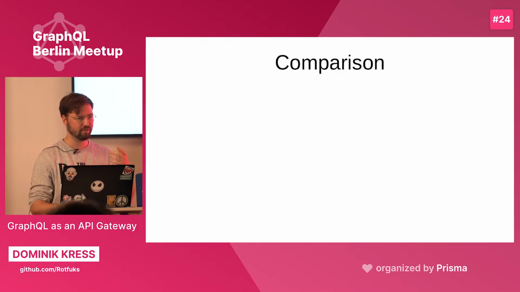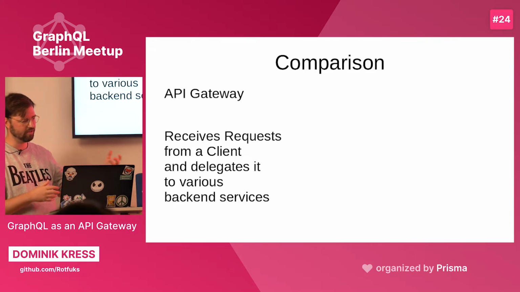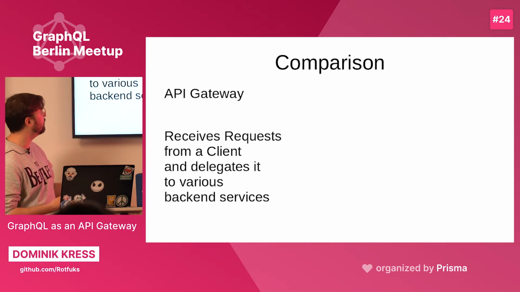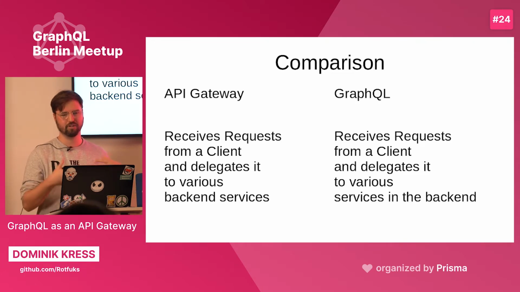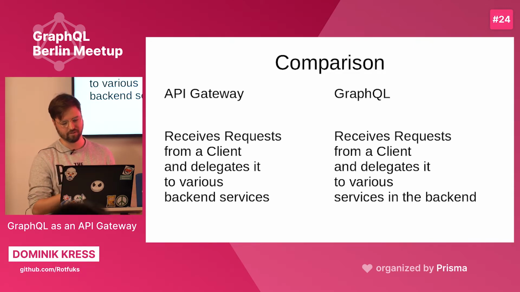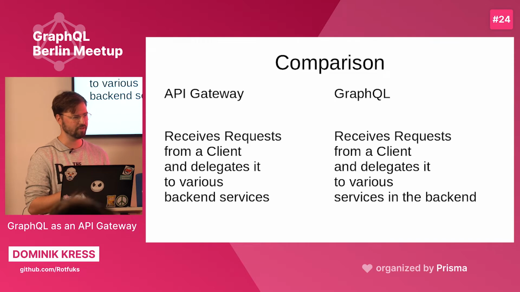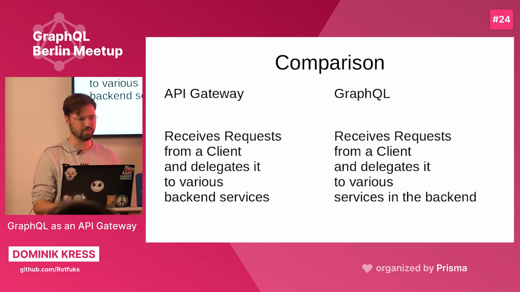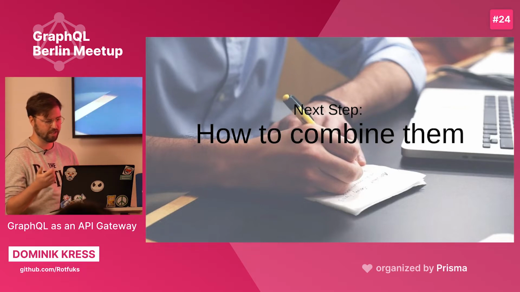And looking at a comparison between the two now, on the one side, we have API gateways that receive requests from a client and then delegate those requests to various backend services. While on the other side, we have GraphQL, which receives requests from a client and then delegates them via the resolvers to various services in a backend. So you can already see there's a thing going on between the two. It's not that far-fetched to compare them to each other. And now the question is, sure, how can we combine those two?